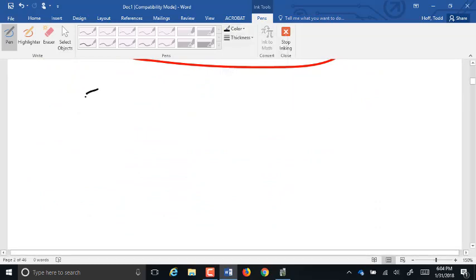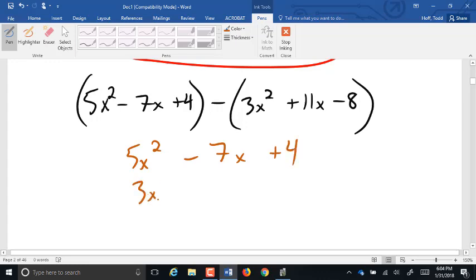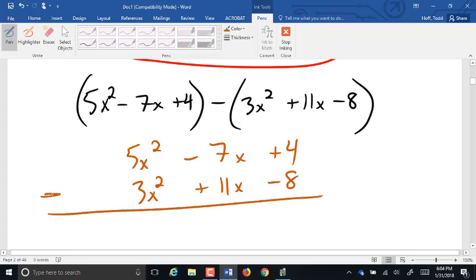So let's say we have 5x squared minus 7x plus 4 minus 3x squared plus 11x minus 8. So let's write this out again. Lining up the x squared with the x squared, the x's with the x's, ones with the ones, and we are subtracting down the column. 4 minus a negative 8 is a positive 12.